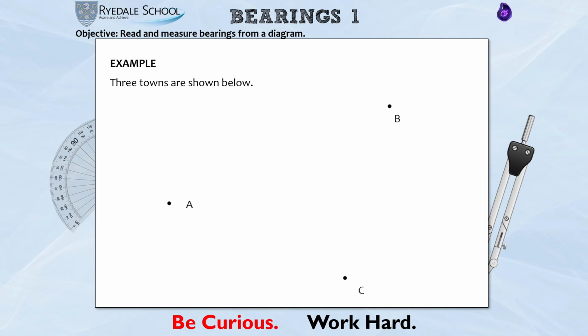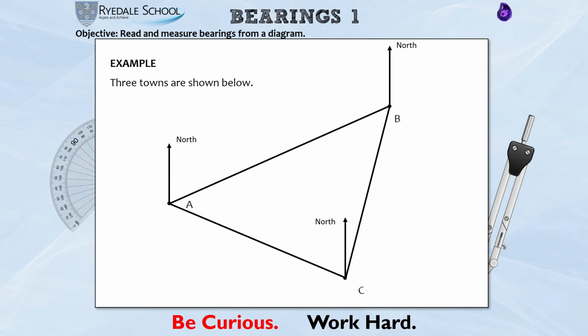First of all, we need to add some extra lines. All I've done here is join some lines from A to B, from B to C and from A to C. And I've drawn in some north lines. Unless you are told otherwise, but it's normally marked on the diagram, north is defined to be straight up the page. So try and draw that. If you've managed to print out my sheet, your north line should be parallel to the edges of your page. Now, we're going to try and work out some bearings between some different towns.